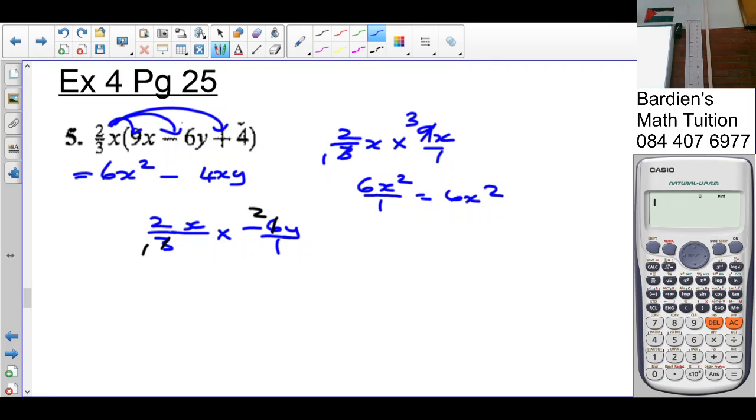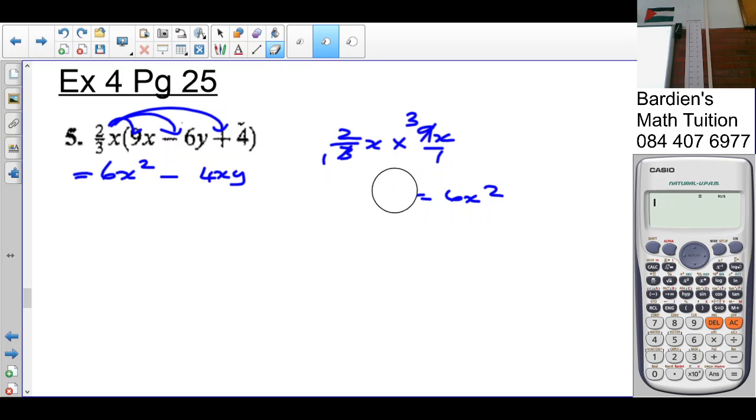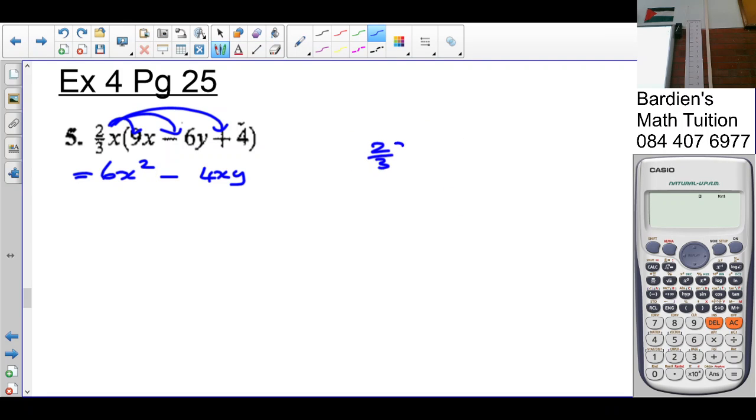Not so. Then we go negative 2 over 3x times 4 over 1. So nothing can cancel here. 2x times 4 is going to be 8x over 3. You understand? Yes. You go home.